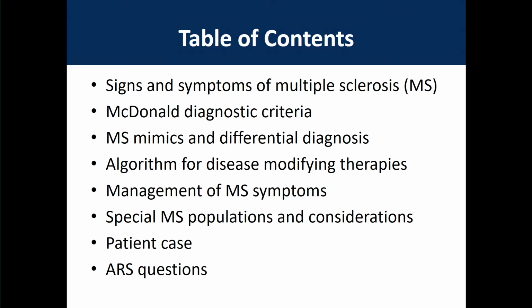So we're going to go through the diagnostic criteria, a few of the mimics, and then the basics on the disease-modifying therapies. Obviously, each of those could have its own talk. There's so many different choices. So I'm going to narrow it down and give you some ideas on when you would want to start some of our less aggressive therapies and when you would want to use some of our more aggressive therapies. And then we're going to talk about special MS populations and go through a patient case and some questions at the end.